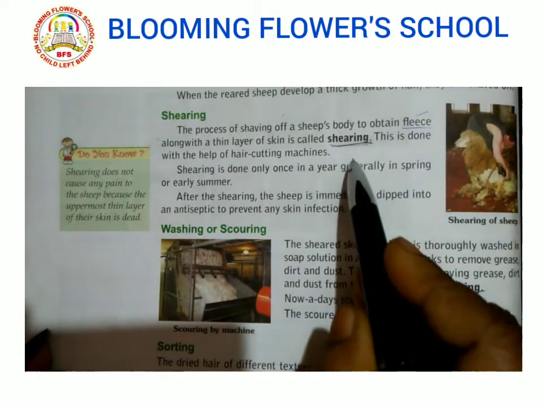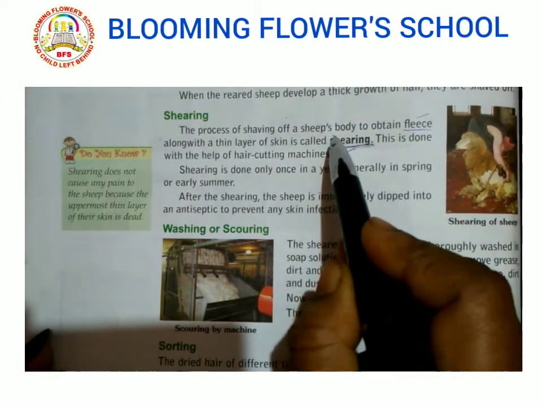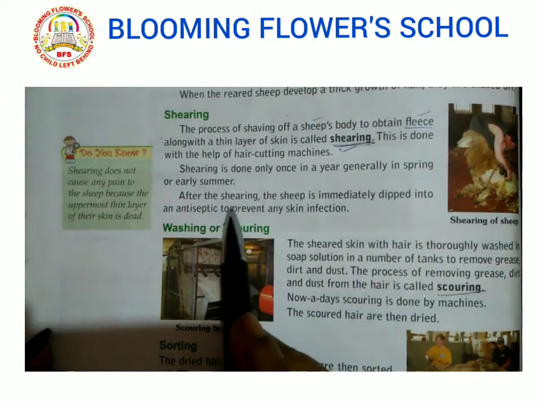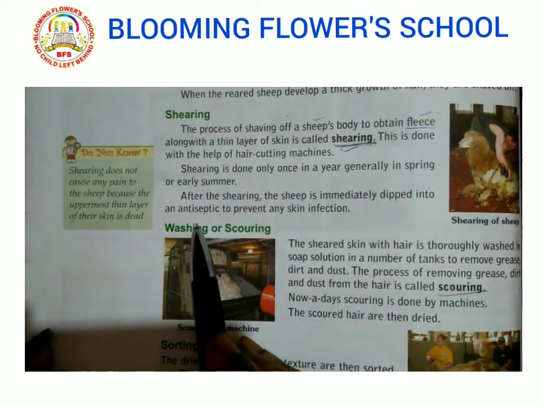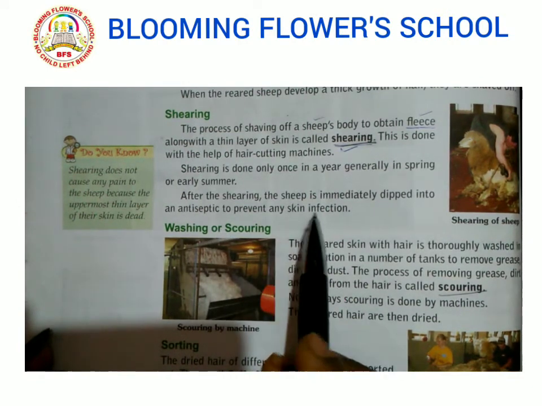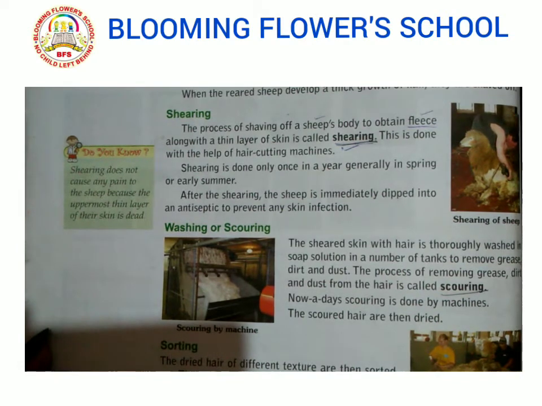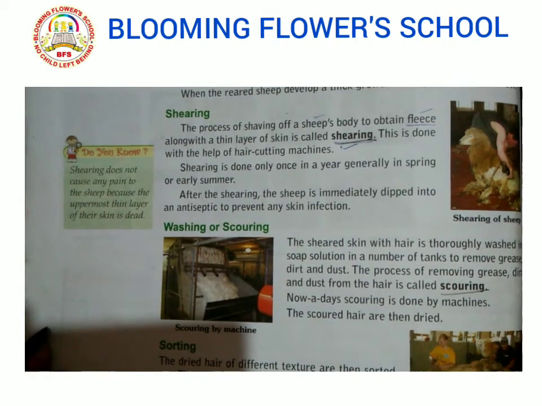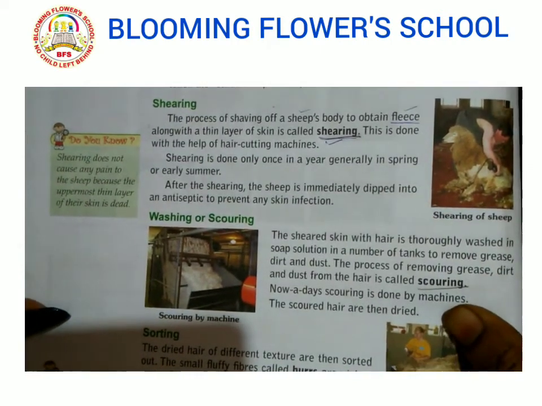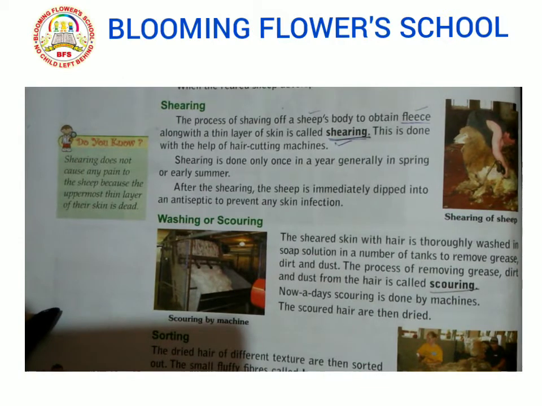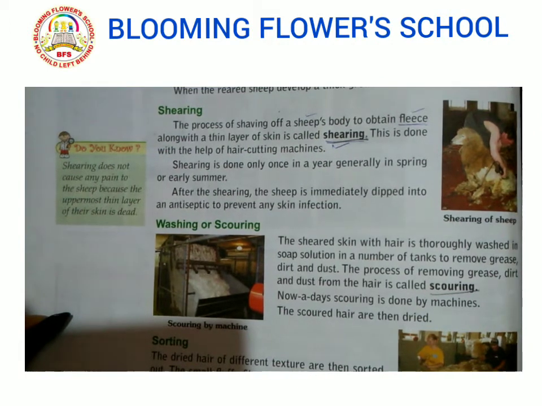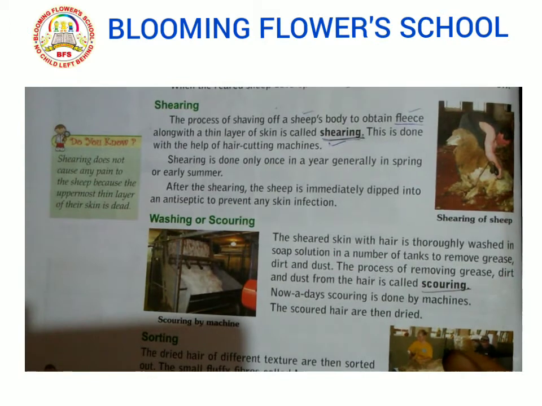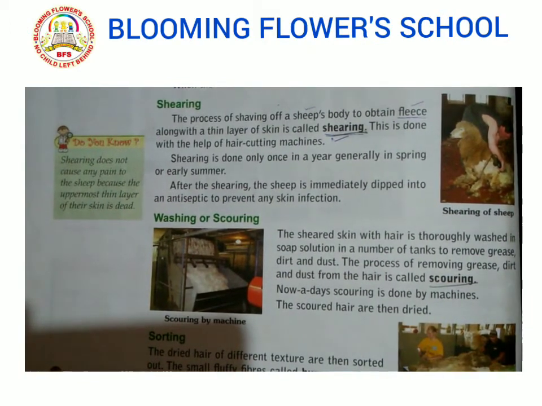In the same way, after the shearing process of that particular sheep, the sheep is immediately dipped into an antiseptic solution to prevent any skin infection. Now they'll let that sheep into one tank. That particular tank has water in it, and in that water they add some disinfectant, antiseptic solution. Then they let that animal move out of the tank and go away to the place where they go to eat. This is shearing. As simple as that.